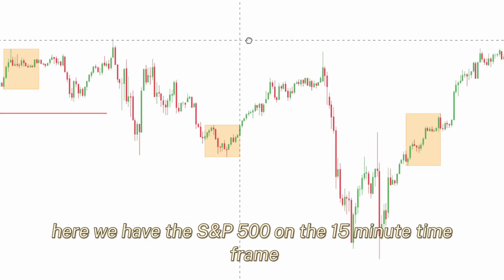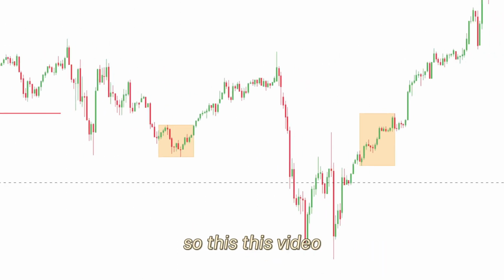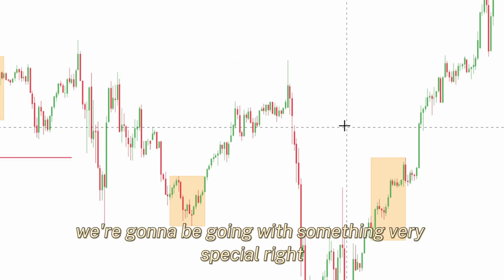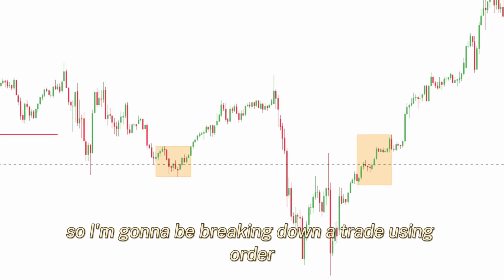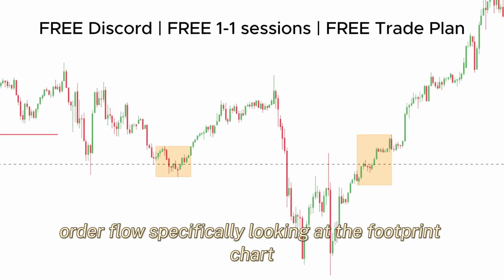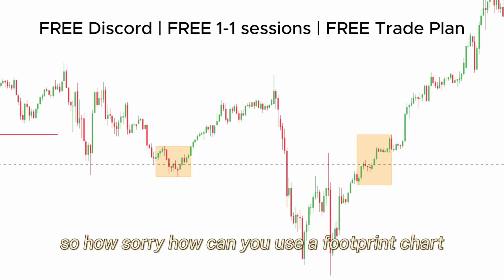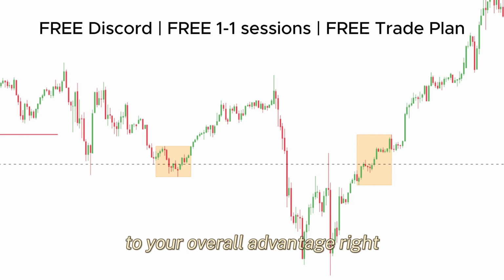Here we have the S&P 500 on the 15-minute time frame. In this video we're going to be going over something very special. I'm going to be breaking down a trade using order flow, specifically looking at the footprint chart. So how can you use the footprint chart to your overall advantage?